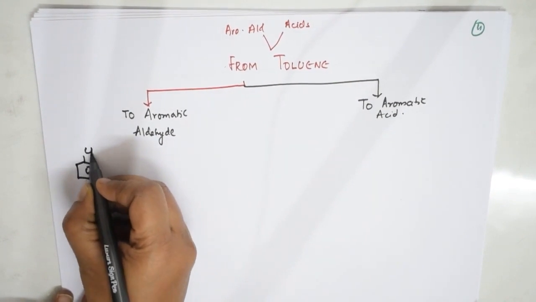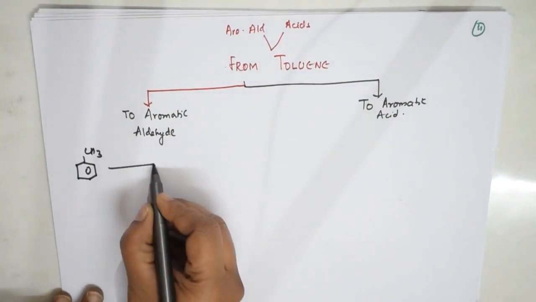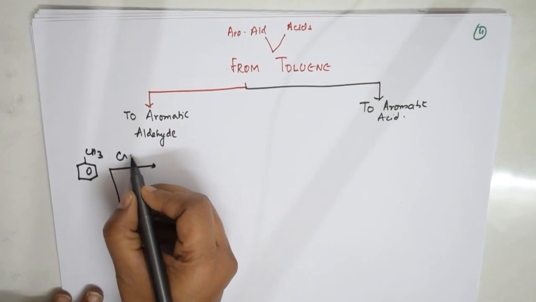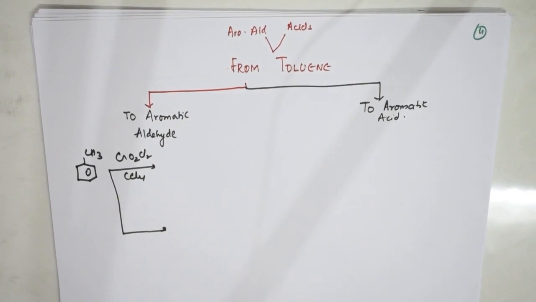So what you should remember, with toluene here, you will be doing two types of reactions. First, you will be using chromyl chloride here, in carbon tetrachloride. What is the role of chromyl chloride? I have explained in the video. I'm just giving you the reactions here. Please watch the earlier videos.